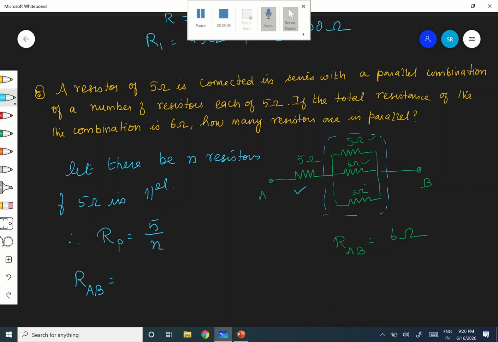RAB is equal to, it is series, the 5 ohm and RP both are in series now. Therefore, 5 plus 5 by n, correct? Hope you are following. This is 5 and this is put together, this combination. The resistance of this is 5 by n, that is RP. Therefore 5 plus 5 by n is the total combination, which is nothing but 6.